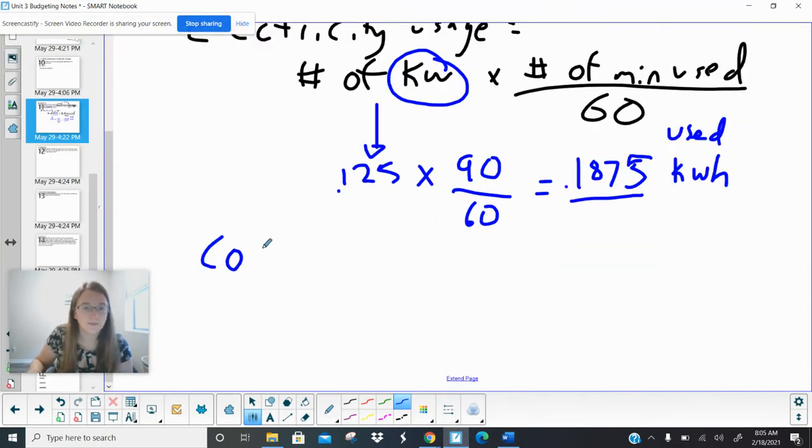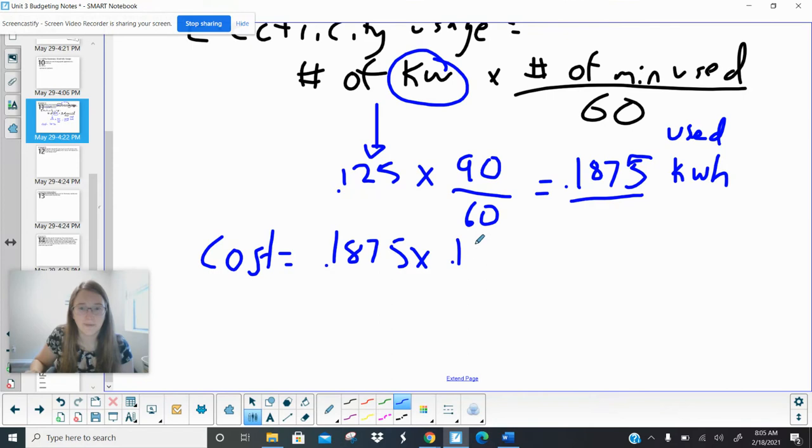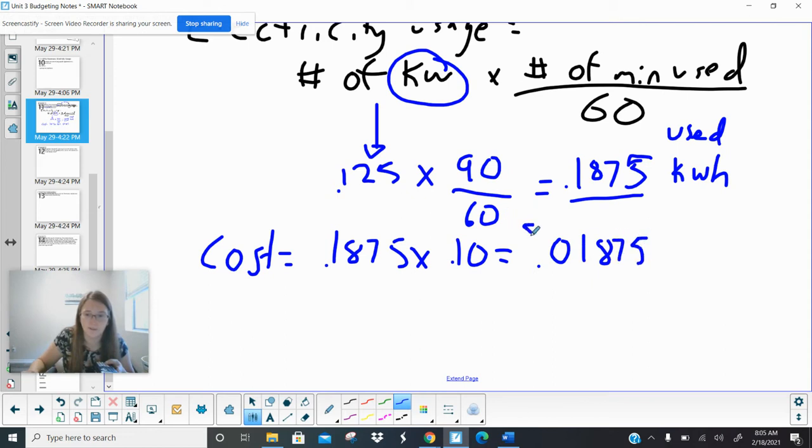So to find the cost, we used this much, 0.1875, and it cost us 10 cents per, so 0.10. This is not going to cost you a lot. You're going to come up with a very small number. So check and see what you get. You got 0.01875. I'm going to write it like that first.